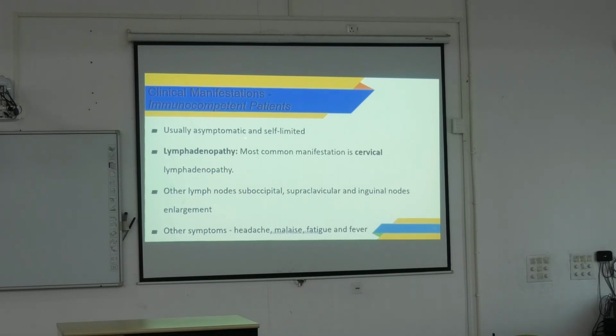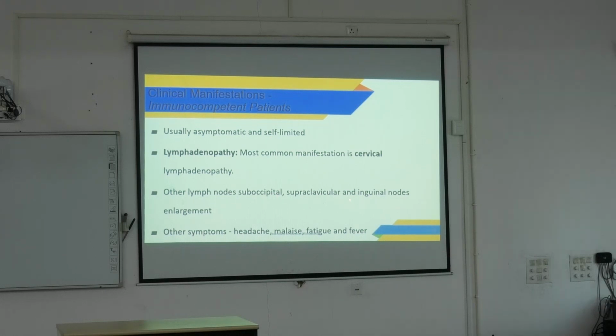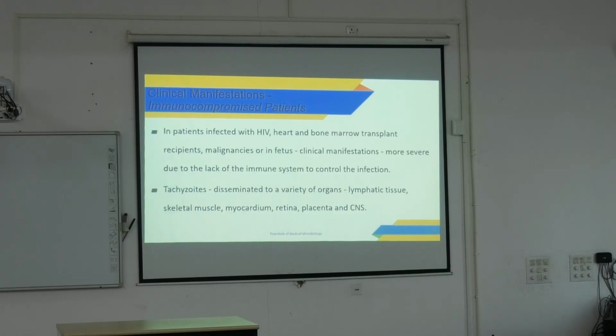Clinical manifestations: usually asymptomatic and self-limited in immunocompetent patients. Symptoms are at a very low level. The most common manifestation is cervical lymphadenopathy; other lymph nodes involved are suboccipital, supraclavicular and inguinal node enlargement. There can be a headache. But the clinical manifestations of immunocompromised patients? Those having HIV, heart and bone marrow transplants have a more severe course due to the lack of an immune system to control the infection.